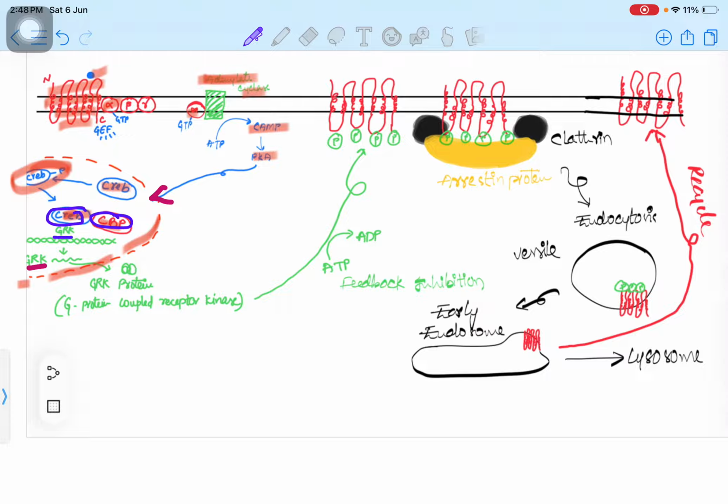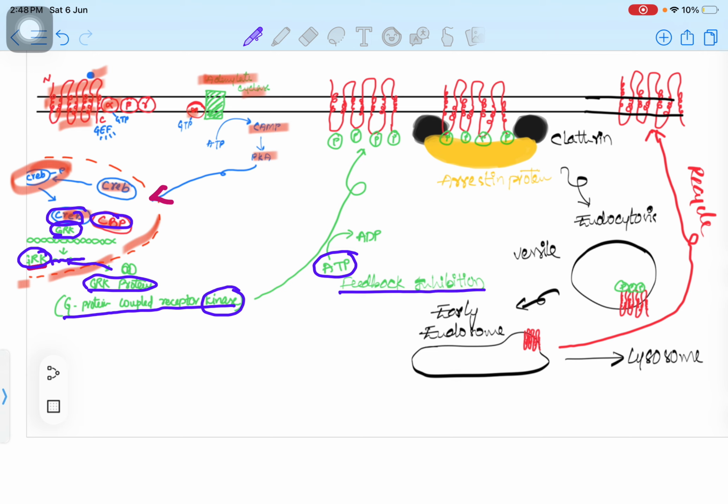Okay, this CREB and CBP both will go and activate the GRK gene. So the GRK gene will form GRK mRNA, so GRK protein is going to form here. This GRK protein is called a G protein coupled receptor kinase. You know very well kinase means phosphorylation. Here what will happen? This GRK protein will use ATP and it will do feedback inhibition.